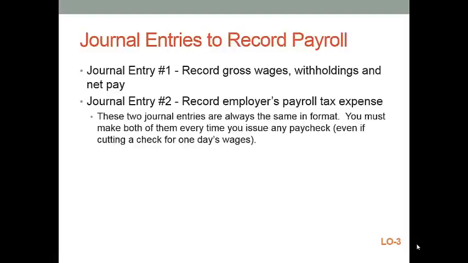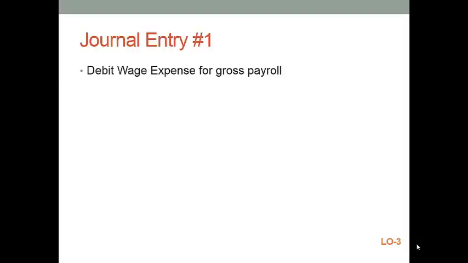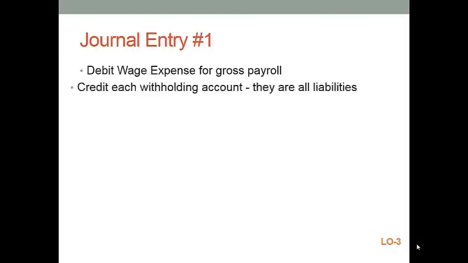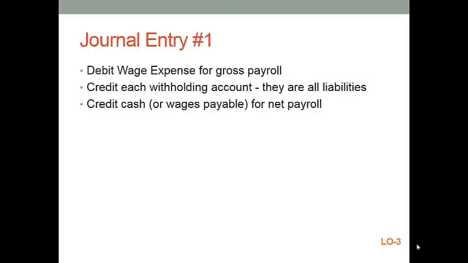So let's look at journal entry number 1 first. The format of these journal entries is the same every time. In journal entry number 1, you're always going to debit wage expense or some type of expense like that, like salary expense. Sometimes you'll have a company that has many different wage expense or salary expense accounts.